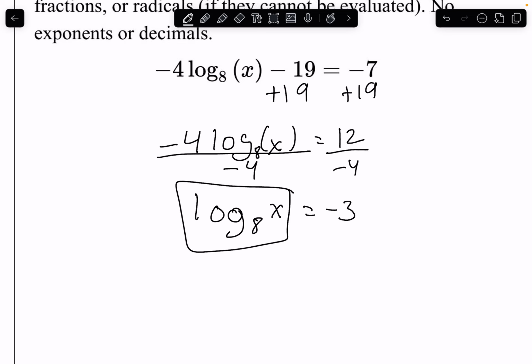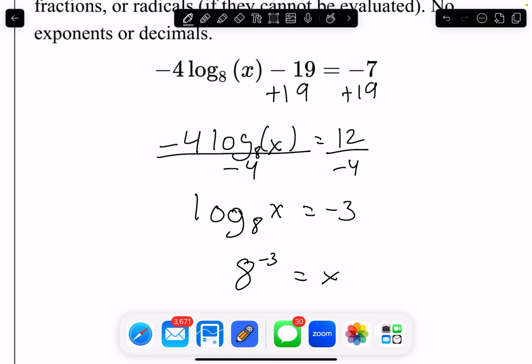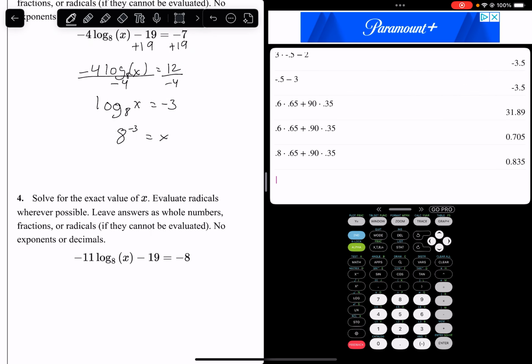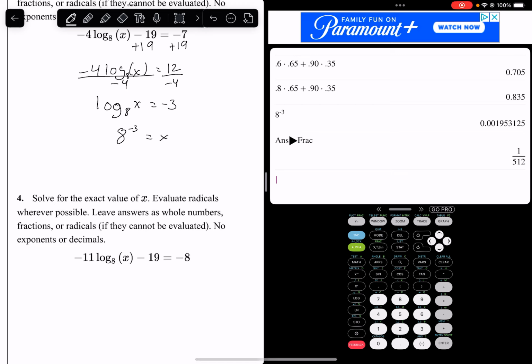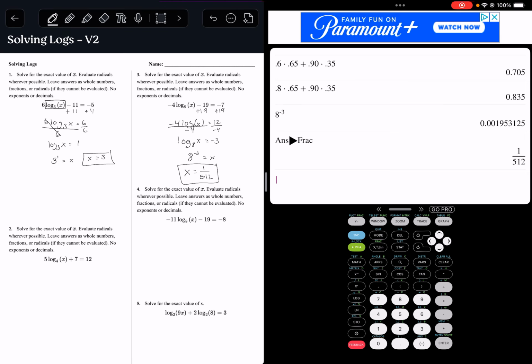At this point, my log is by itself, so I can write it as an exponential. So I get 8 to the power of negative 3 equals x. Some of you might be able to do this in your head if you have your cubes memorized. Otherwise, you could just go to your calculator. You do 8 to the power of negative 3, math, enter, and you get 1 over 512. And of course, you want to double check that it's a good solution. It's positive in there, so we're good to go. So again, when you have equations like this, your goal is to get that log by itself and then write it as an exponential.